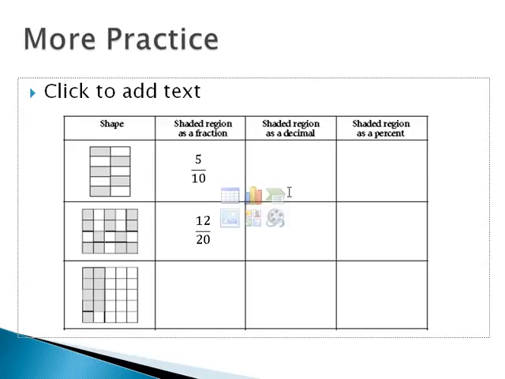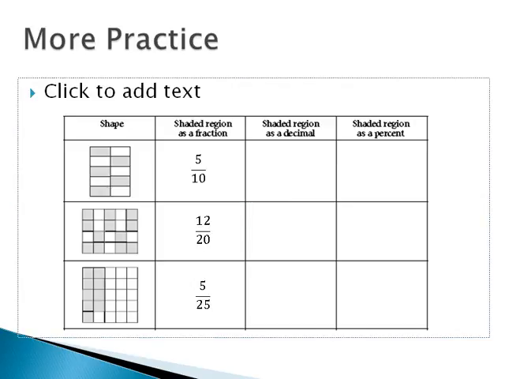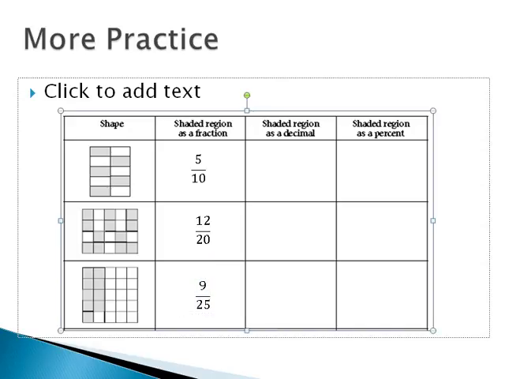This one here, we've got 12 out of 20 are shaded. And the next one, we've got 5 out of 25. Not 5 out of 25. That's clearly not right. It's 9 out of 25, correct? Yes, 9 out of 25 are shaded. Okay, so that's a pretty easy part, just looking at what part of the whole is shaded.